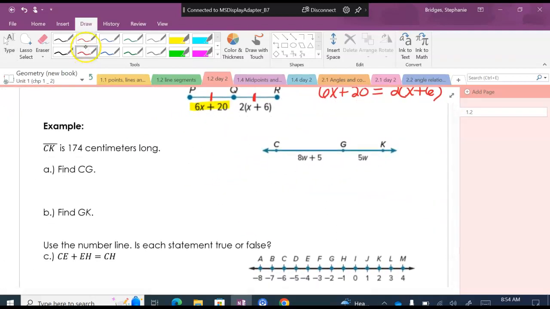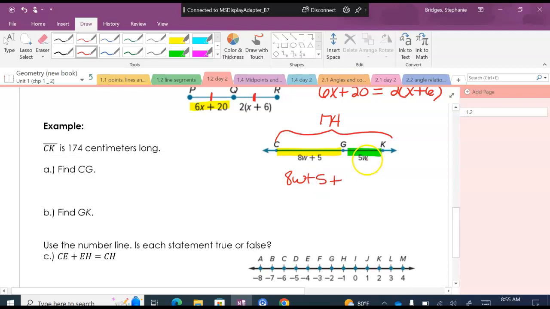CK, so the length between C and K is 174 centimeters. From C to G is 8W plus 5. From G to K is 5W. What do you think I need to do with CG and GK to be able to have it equal the whole thing? Add them. So let's start out. Your CG, your 8W plus 5, plus your other small segment, GK, the 5W, and that would equal the whole segment, which is how much? 174.